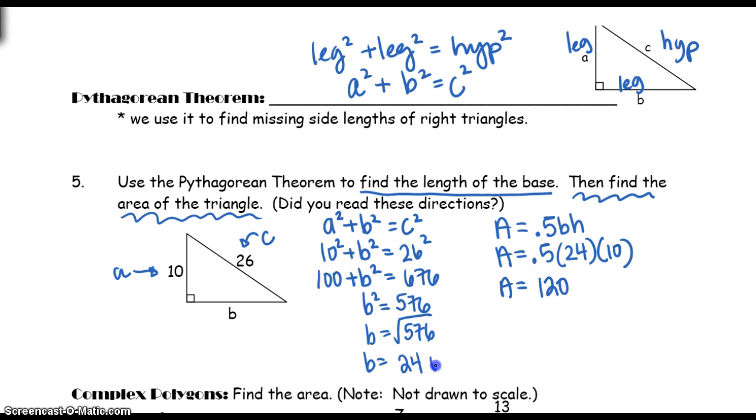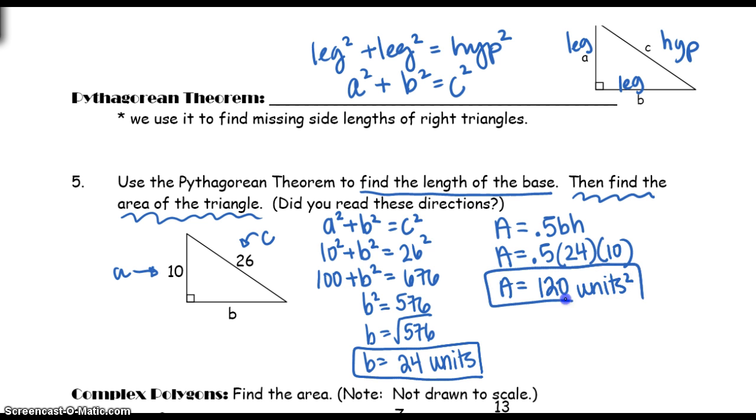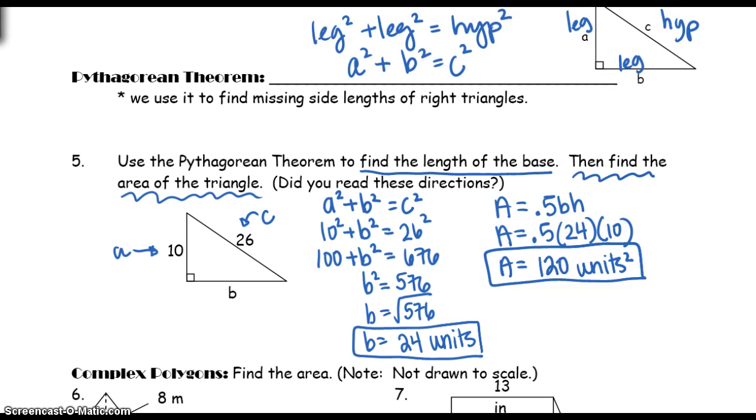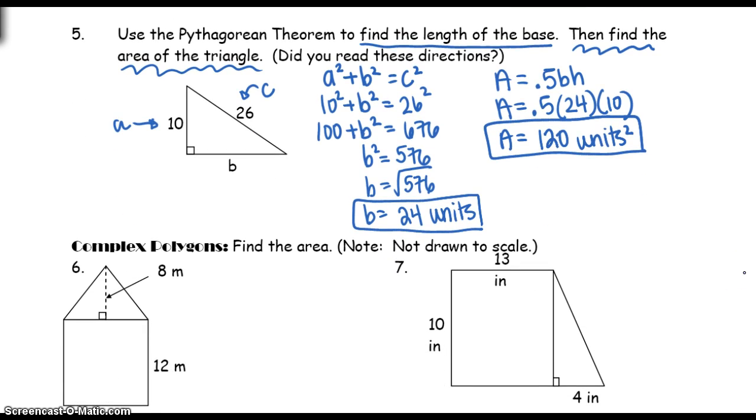120. Now, you can say units here because they didn't give you anything. And you can say units squared here because they didn't give you anything. I can't believe they didn't give you a length. Tisk, tisk. All right, so just to make sure you read the directions when you have a problem like that.